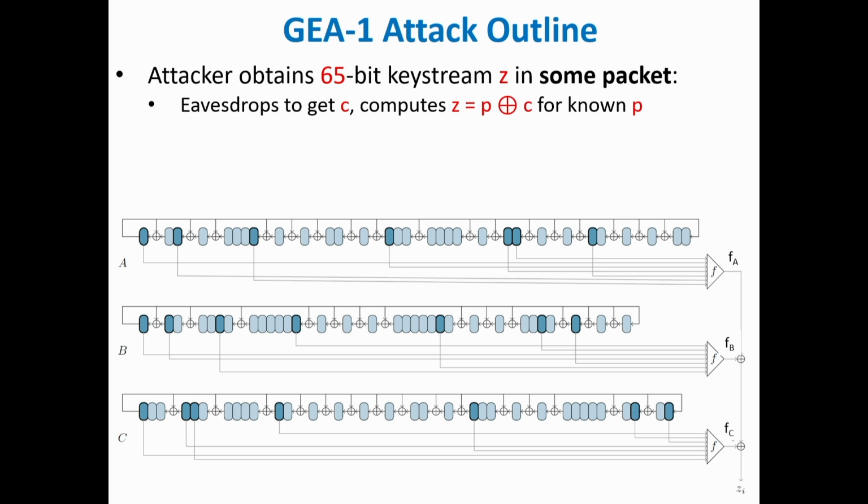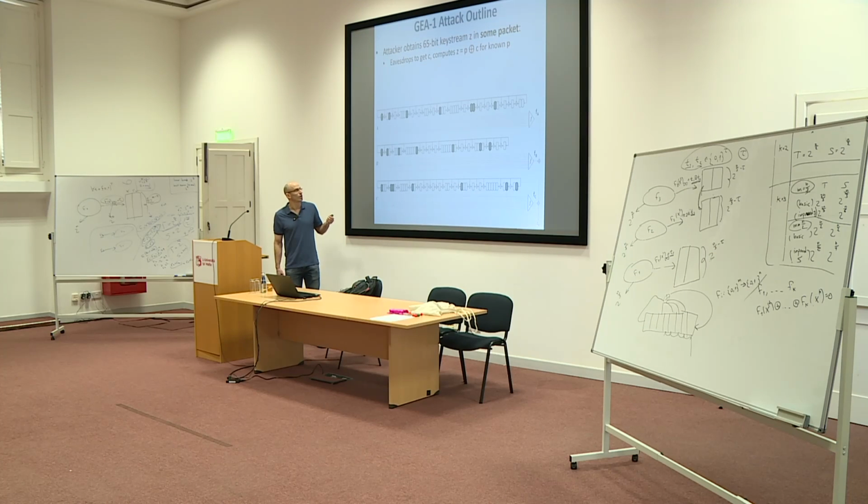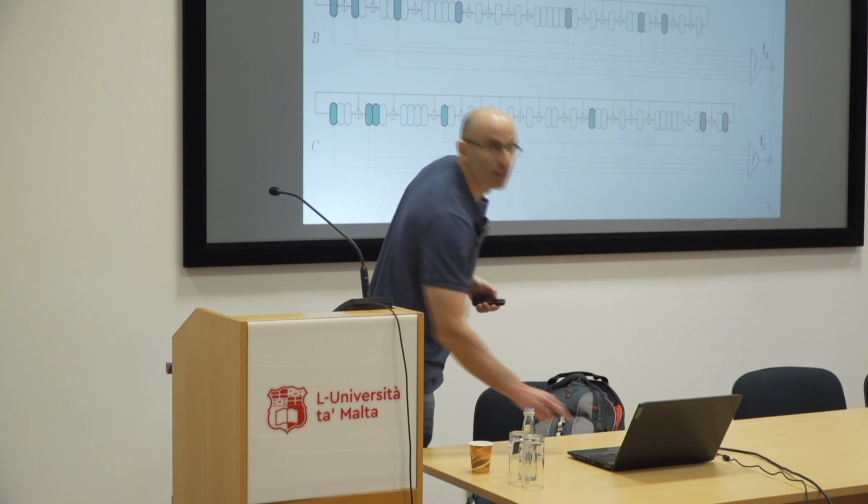C you can obtain by eavesdropping on the channel, and you also need to obtain some plaintext bits. This you can essentially do because there is some known plaintext that you can extract, for example, from the GPRS headers. So it's not difficult to do. Just by eavesdropping on the communication, you can obtain 65 output stream bits of the cipher. It's not very difficult.